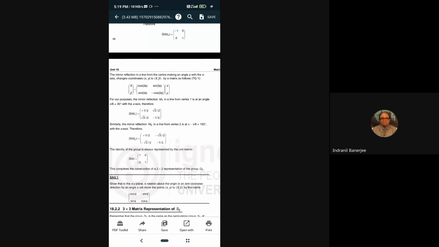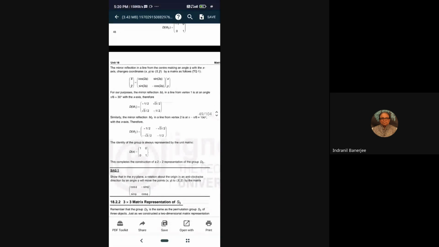D(M1) is equal to half, root 3 by 2, root 3 by 2, minus half. The mirror reflection M2 in a line from vertex 2 is at pi minus pi by 6, which is equal to 150 degrees with the x-axis. Therefore D(M2) is minus half, root 3 by 2, root 3 by 2, half.